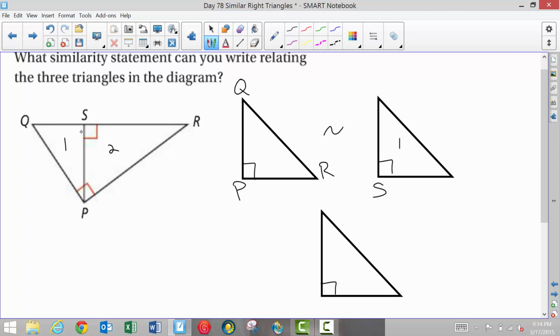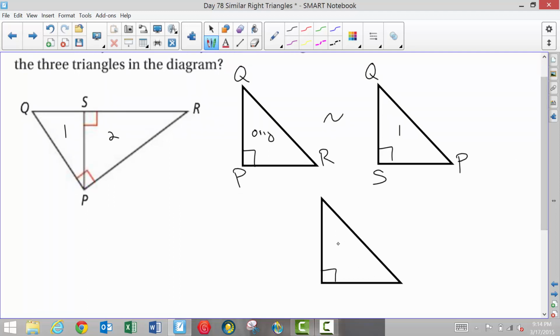Angle Q is also in the original. So here's my original. So Q goes up here. And then I have P. And I have triangle 2. Angle S is my 90 degrees. Triangle 2 has angle R. Angle R is also in the original. So R goes here. And P goes up there. So now I have my similarity statement of QPR similar to QSP, and similar to triangle PSR.